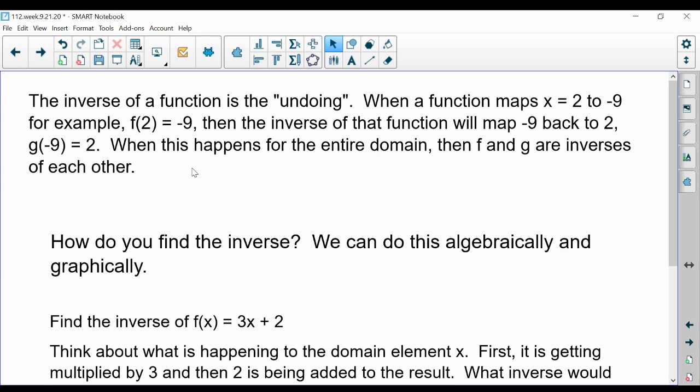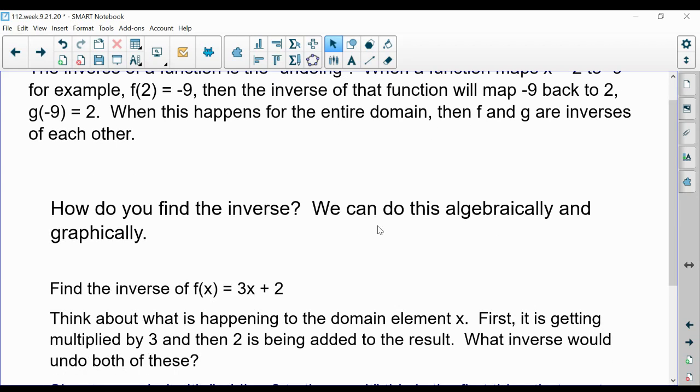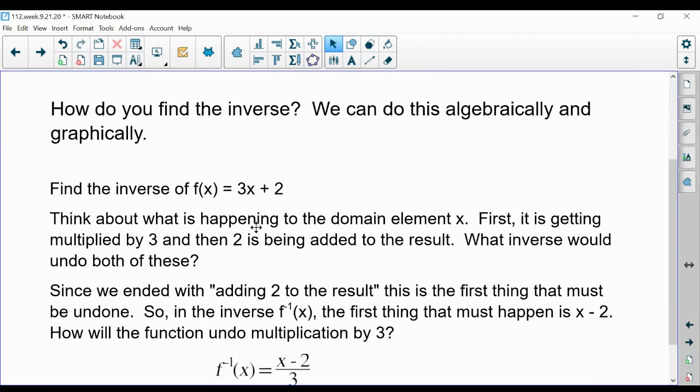And operations have inverses. Like addition has an inverse. It's subtraction. Subtraction undoes whatever addition did. And multiplication and division are inverses of each other. So we're going to talk a lot about inverses. It's hopefully going to be a short video, but I do want to spend 2 days on this topic. We'll talk about how to find inverses algebraically and graphically, which should take up most of the time here.